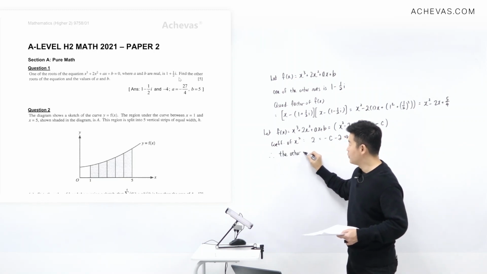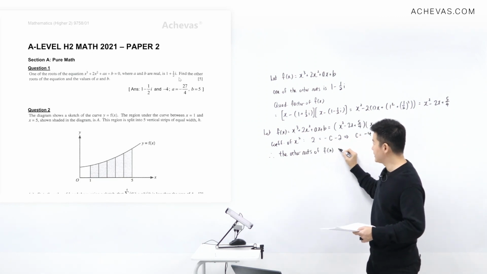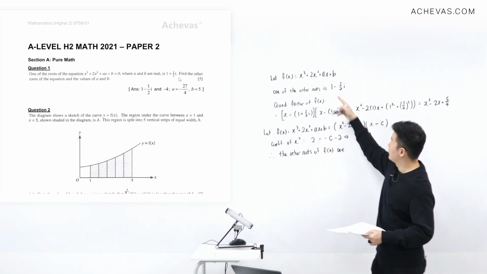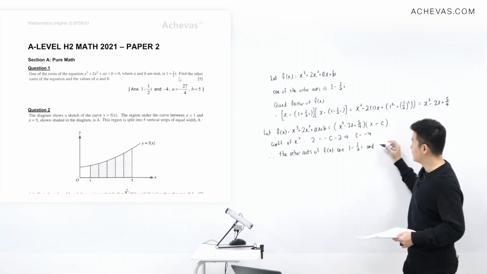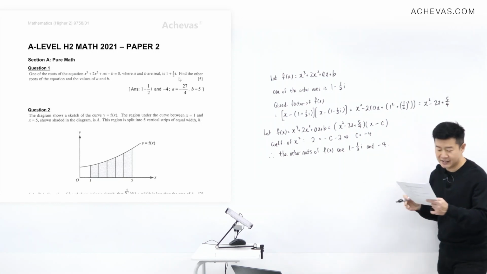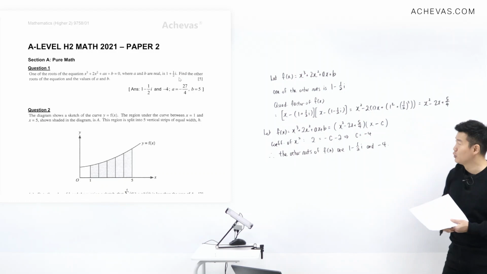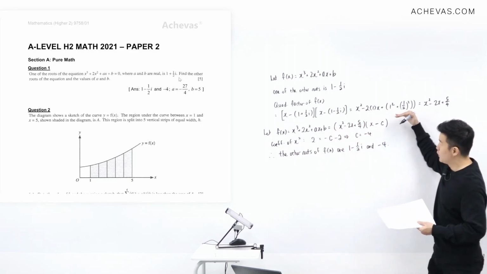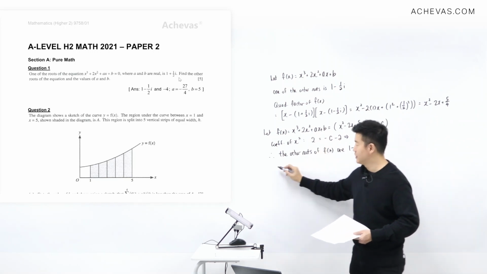The other roots of this polynomial f(x) will be one of them, 1 minus half i, and the other one is going to be equal to minus 4. We will still need to find a and b, and to do that, I'm going to make use of comparison again. With this equation here, let's try to compare the coefficient of x.